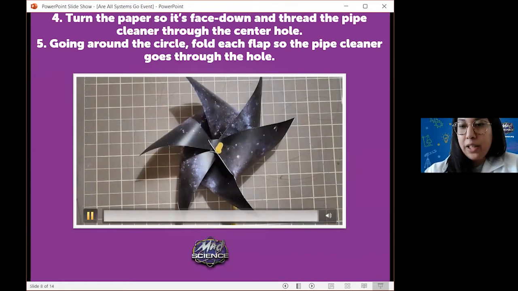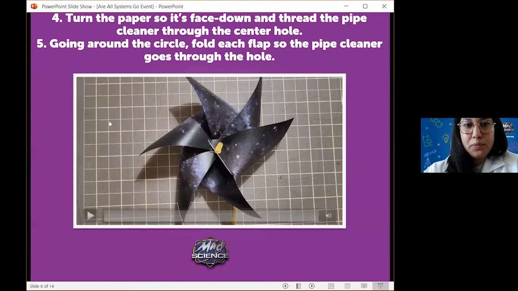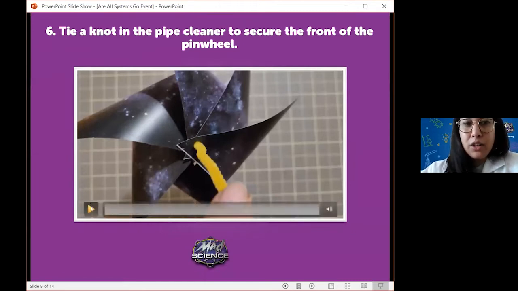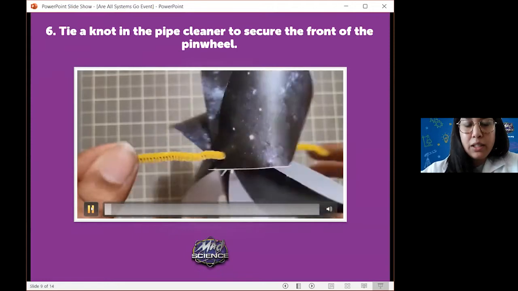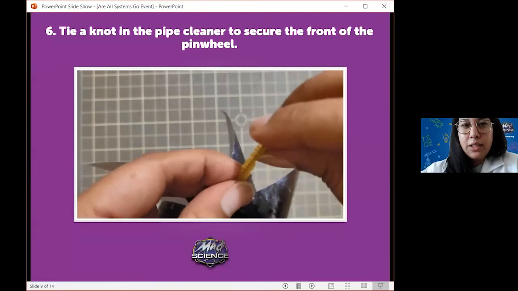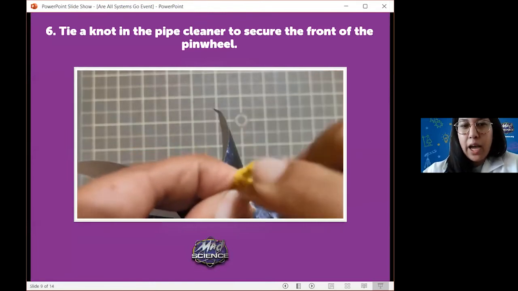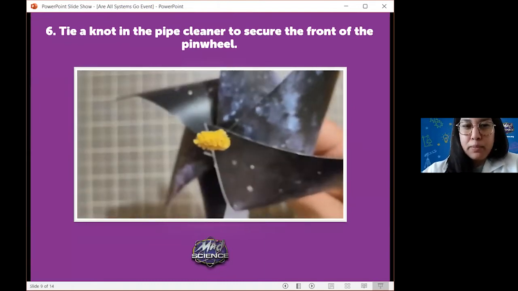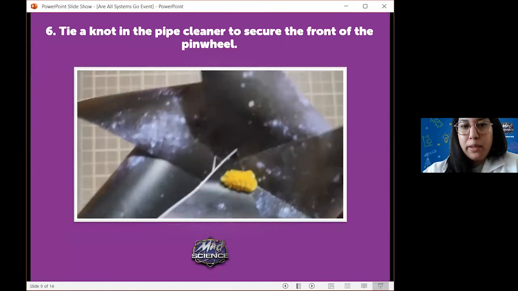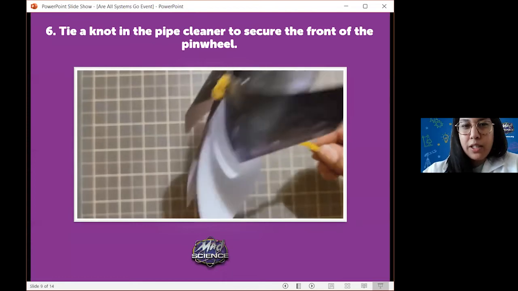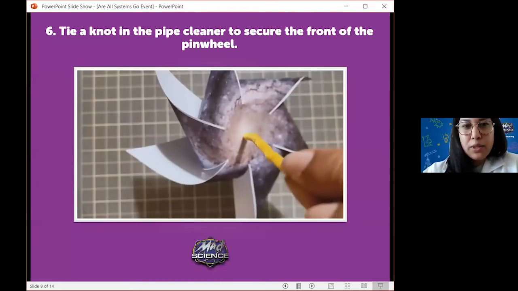Okay, so now it looks like a pinwheel. I'm gonna go on to the next step. Now that we've made all of our folds, we have to make sure that the triangles don't slip out of the pipe cleaner. So we're gonna tie a knot in the pipe cleaner to secure the front of the pinwheel. I didn't do a full knot, like my pipe cleaner didn't go all the way through. I just made a little bit of a bump so that when I push my paper up, it doesn't fall out. So that's what the front looks like. And you'll see the back looks so cool.